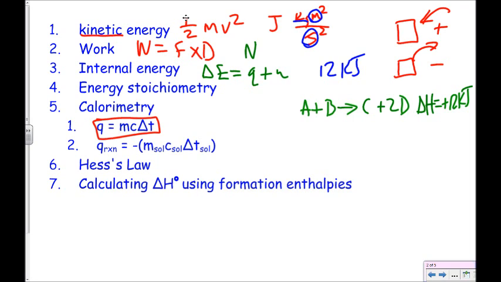Now remember, Q would be the heat involved in the reaction, and it's going to end up either positive or negative, depending whether it's endo or exo from that object's point of view. Was it gaining or losing energy? Was it absorbing or releasing energy? The M would be the mass of the object. The C would be the specific heat of the object.